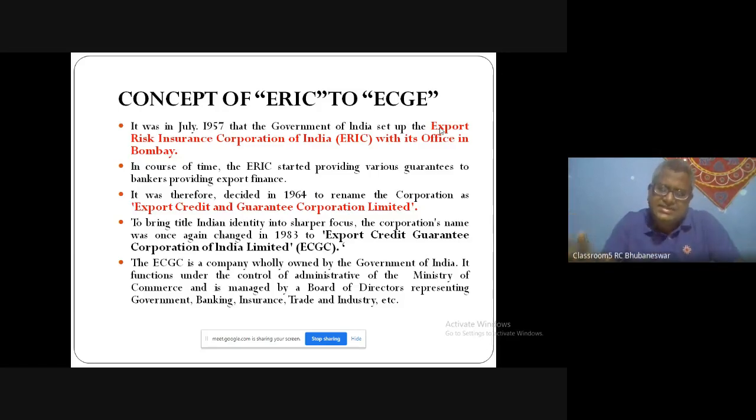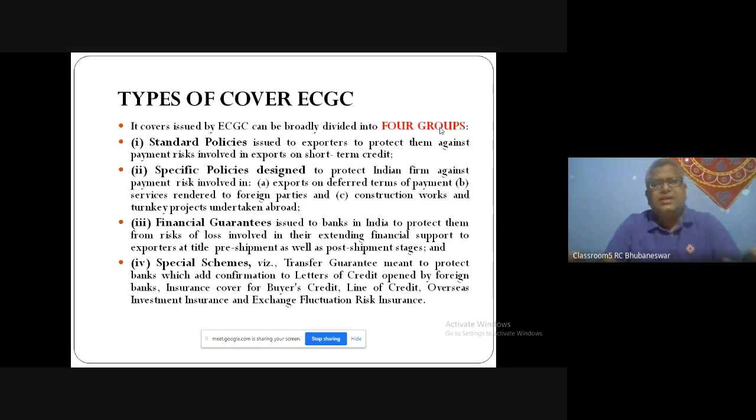It means ECGC is a company wholly owned by the government of India, under the administrative control of the Ministry of Commerce, and the board of directors is represented by government, auditing, and trade and services. They focus in different ways on how export term credit can be facilitated, and ECGC focuses on some policies and guidelines. ECGC is one organization, after the bank, that stands behind the exporting or importing of goods or services.